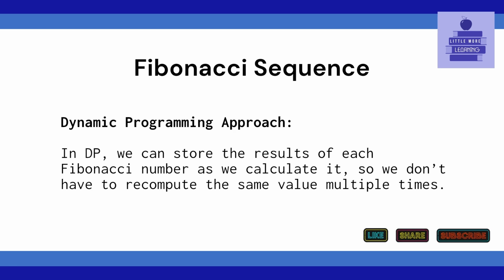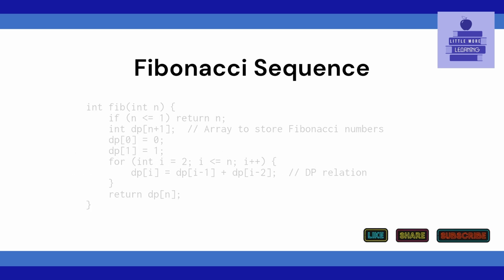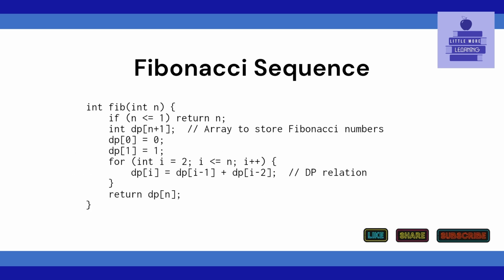The dynamic programming approach that we will follow is to store the results of each Fibonacci number as we calculate it, so we don't have to recompute the same value multiple times. In this C++ code, the array dp stores the Fibonacci numbers as they are computed. dp[i] is the ith Fibonacci number, and it is calculated as the sum of dp[i-1] and dp[i-2].